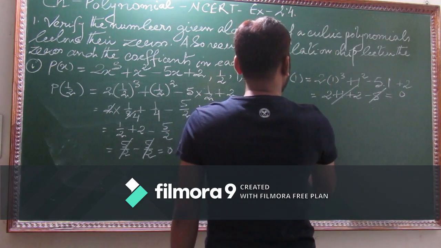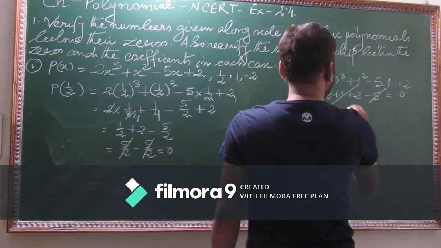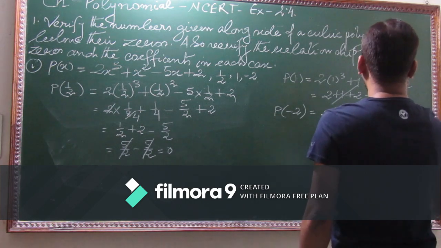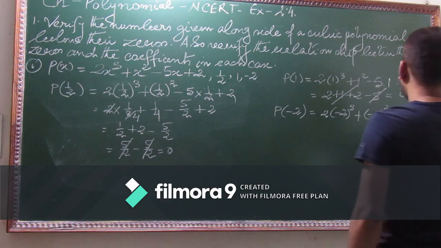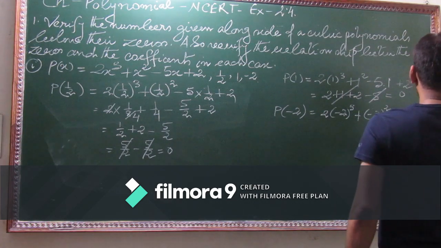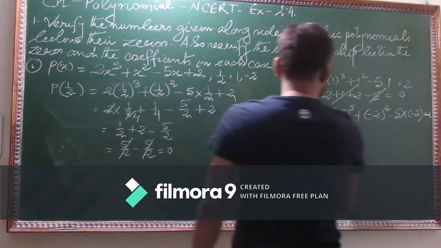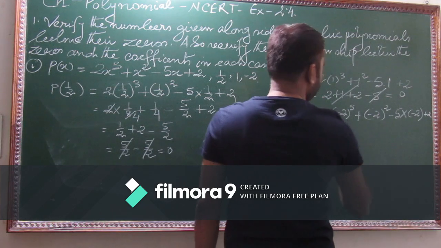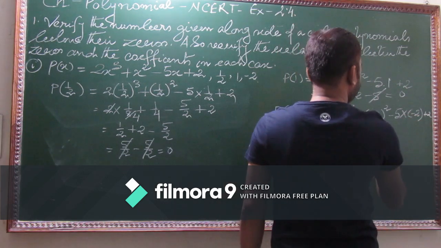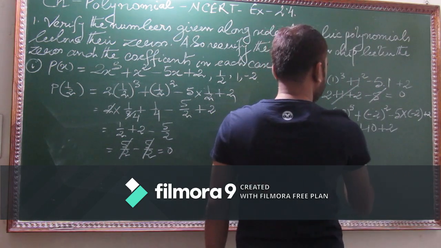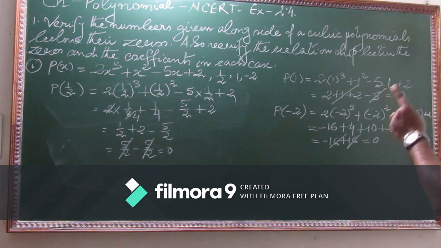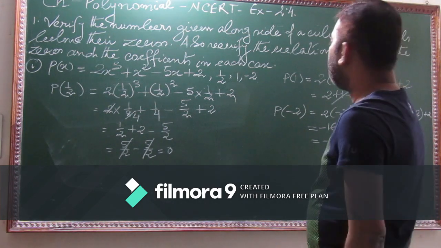Now I need to find p(minus 2). This is 2 into minus 2 whole cube, after that x square means plus minus 2 whole square, after that minus 5x, minus 5 into minus 2, after that plus 2. Let me go for the simplification. What is this? This is minus 8 into 2, that is minus 16. After that this is minus 2 whole square, so it is plus 4. This is 5 into 2, 10, so plus 10 plus 2. So minus 16 plus 16 cancel. This is 0.